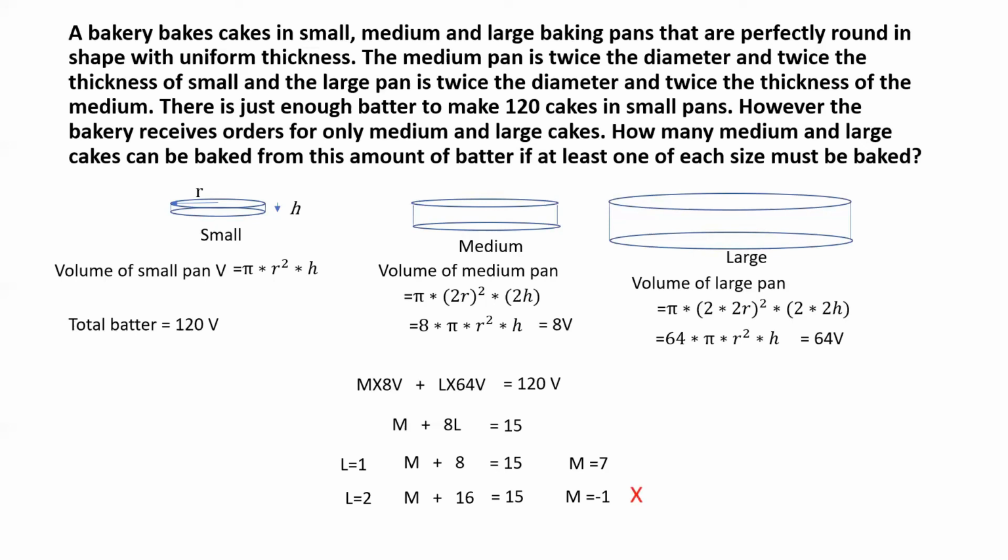So we cannot have the number of cakes as 0 or a negative number, right? So this is inadmissible. And we don't need to test further values, because it's pretty easy to see from this that as we further increase L beyond 2, M gets still smaller, so M will still be negative, right? And that's something that we know is inadmissible. So the only possible answer here is 7 medium and 1 large cakes.